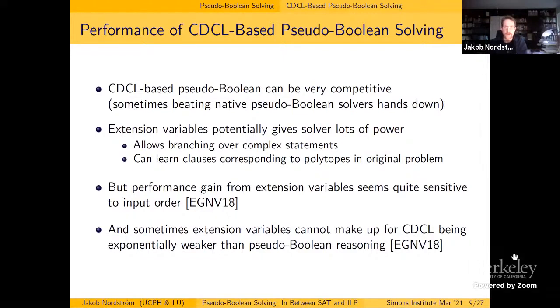However, in order for this to work, you really want your formula to be encoded in a nice way. So for instance, if I'm evil and I try to permute the variables and the constraints so that they come in a not so natural order, then it seems that the CDCL-based approaches take a huge hit in performance. And also, for some problems, like say if you're working on pigeonhole principle formulas, you just have the basic fact that no encoding into CNF can compensate for the fact that CDCL-based reasoning is exponentially weaker than Pseudo-Boolean reasoning for such formulas. And this you can also see sometimes.